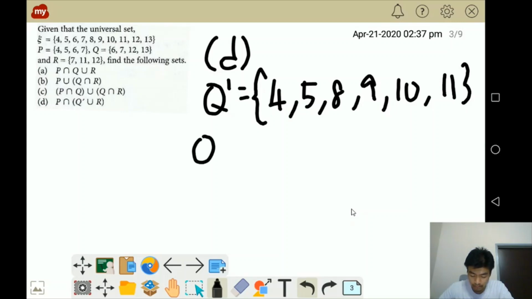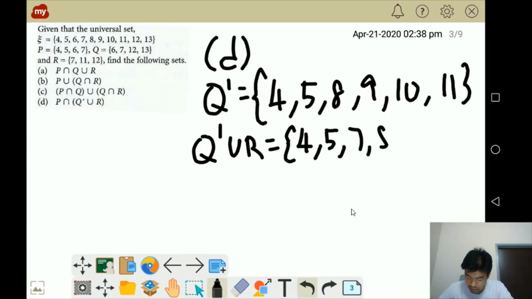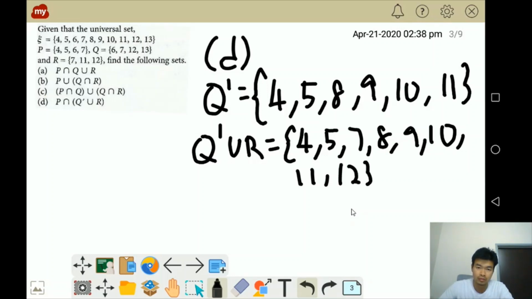Q prime union R. What does the union mean? Simply means add them up, right? So we have our Q prime, we have our R. So therefore I need to add 7, 11, 12 into my Q prime, right? So 4, 5, 7, 8, 9, 10, 11, and what else? 12, last one, right? So it is best for you to list down the elements in ascending order or in alphabetical order, right? So there you go. This is our bracket.